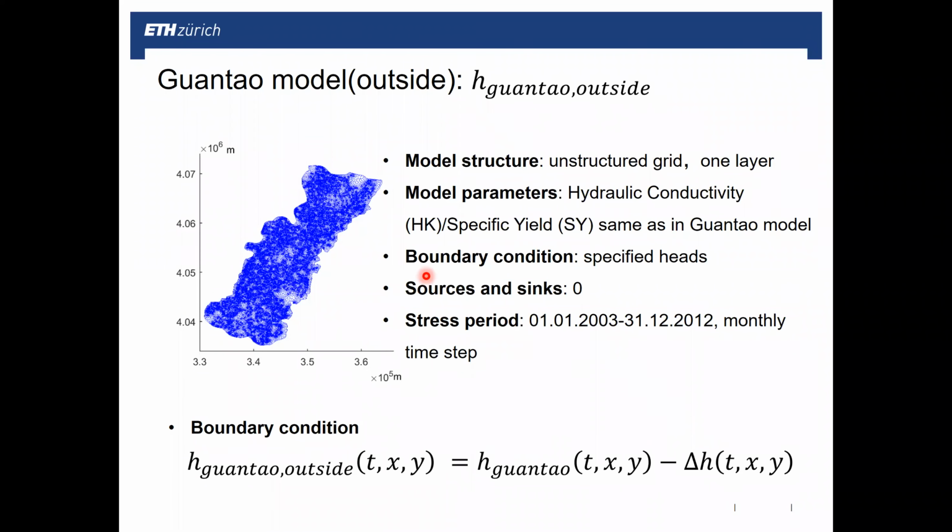And as I said, for this model we just want to determine the groundwater level influenced by the outside drivers, the outside precipitation and the outside pumping rate. That means the sources and sinks are located outside. But because we are interested only in the Guantao area, there are no drivers here.